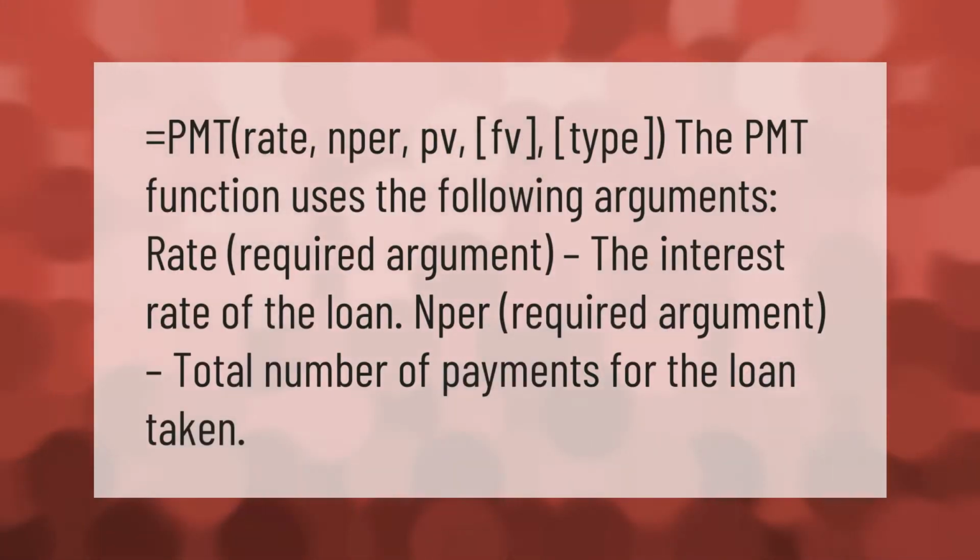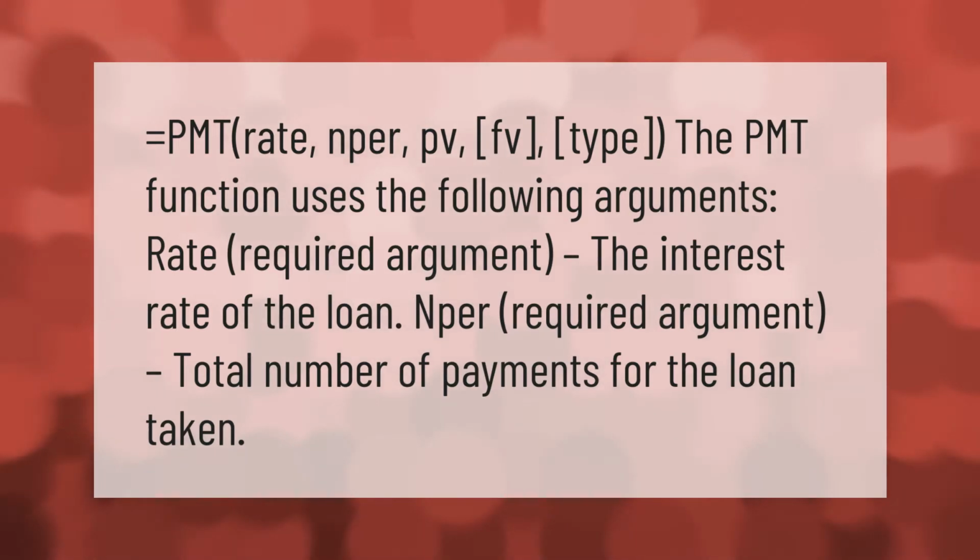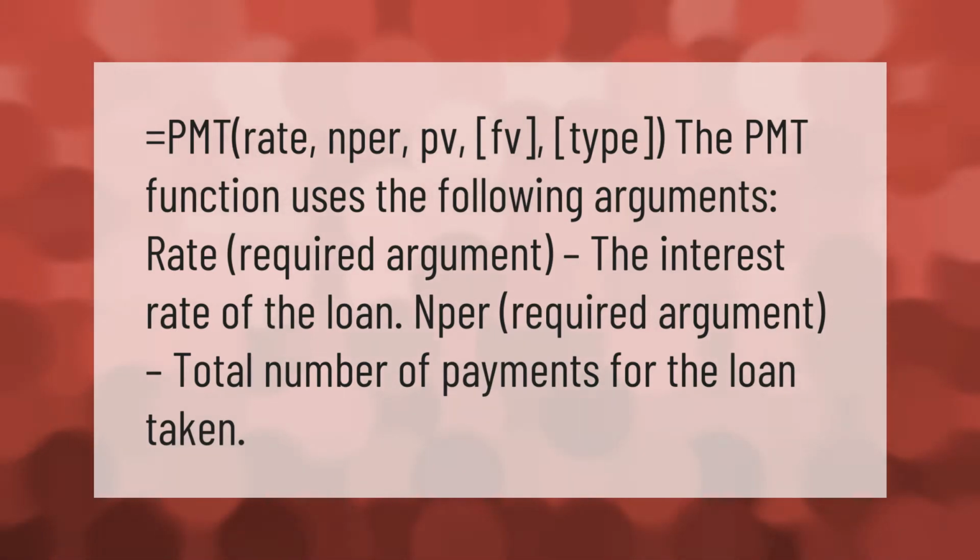Equals PMT(rate, NPER, PV, FV, type). The PMT function uses the following arguments: rate, a required argument, the interest rate of the loan. NPER, a required argument, the total number of payments for the loan taken.